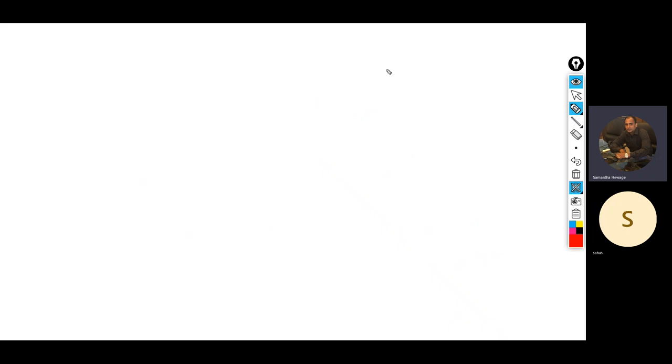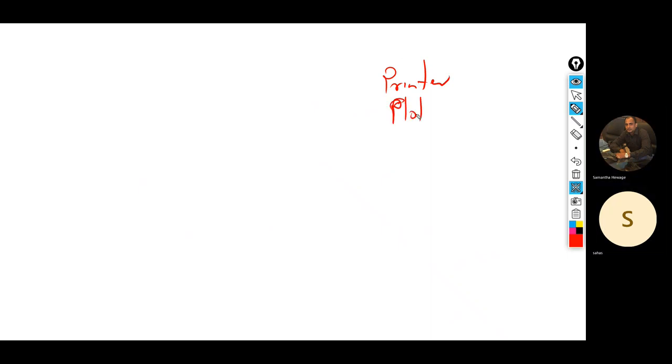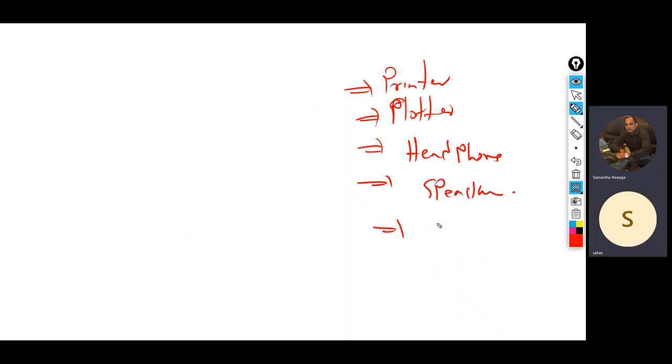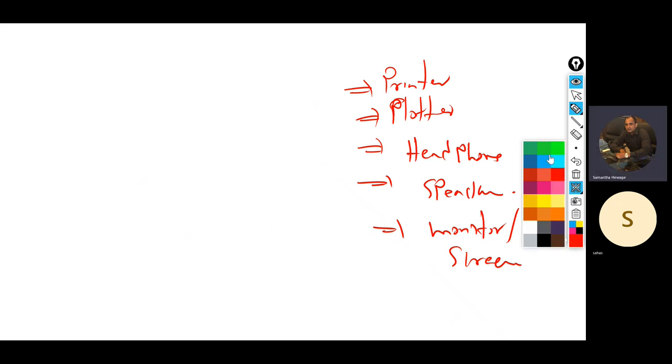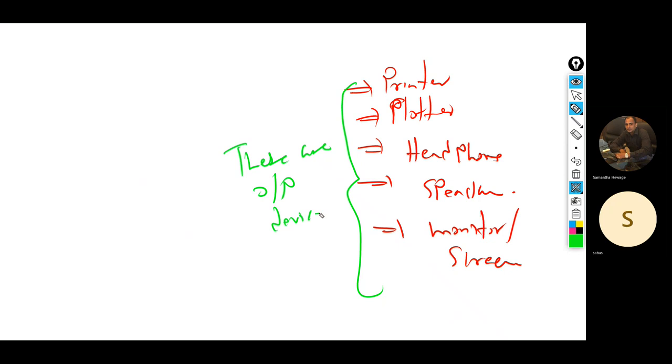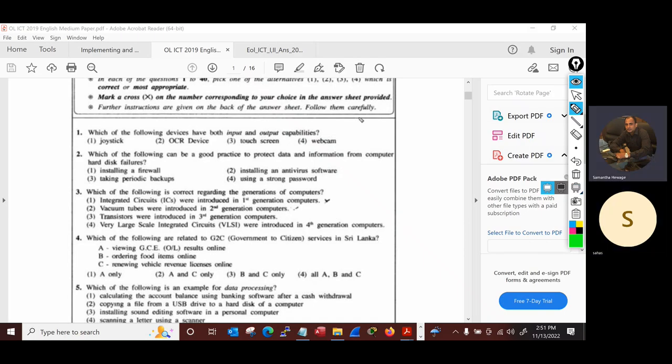Output devices are very few. We have a printer, we have a plotter. These things we have discussed in early classes, right? Printer, plotter. Then we have a headphone, speakers. Then we have a monitor or the screen. These are output devices. All right? These are output devices. Right.